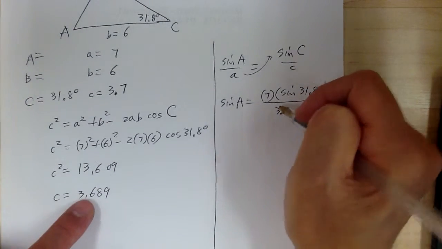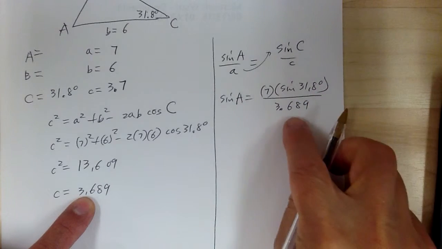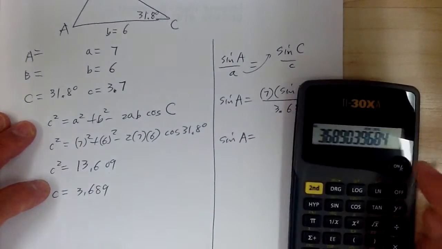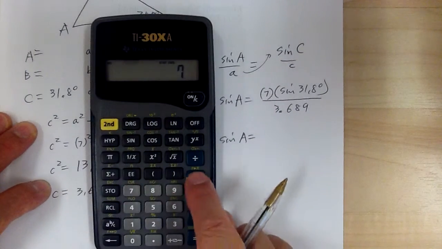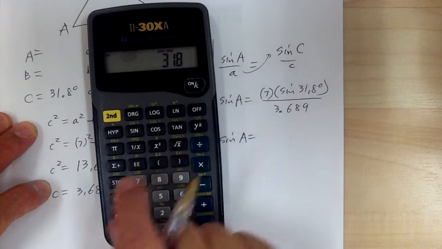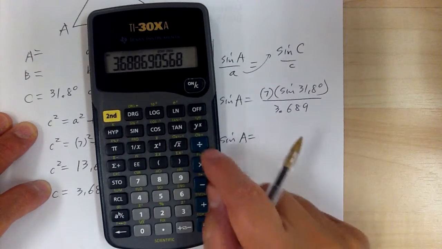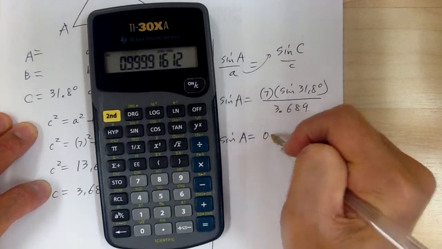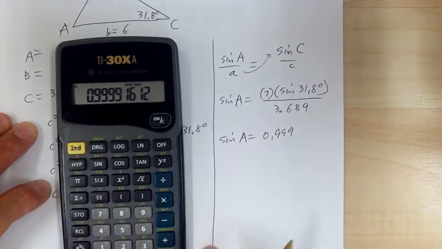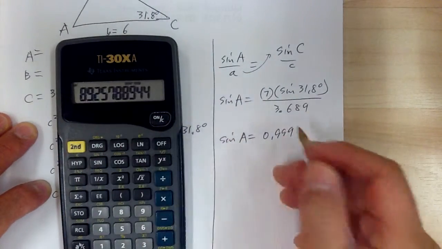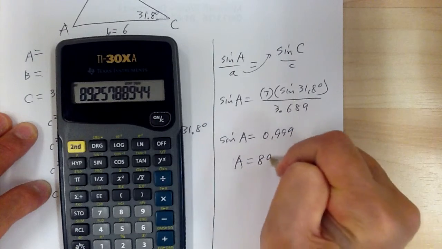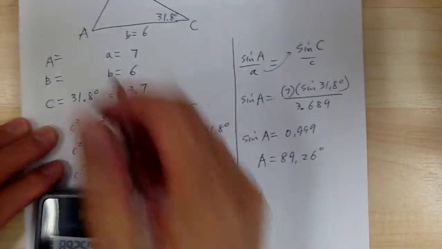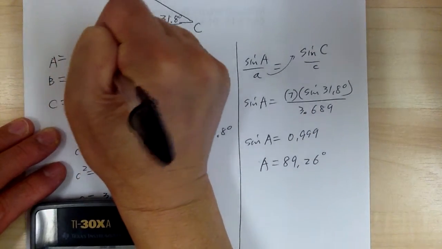Now remember, you want to use this number, so 3.689. You want to get extra digits. Okay? So sine A equal to, let's go and calculate. So 7 times sine 31.8 divided by 3.689 equal, wow. Okay, and then you go second sine. So angle A equal to 89.26 degrees. So when you write it down, you put down 89.3 degrees.